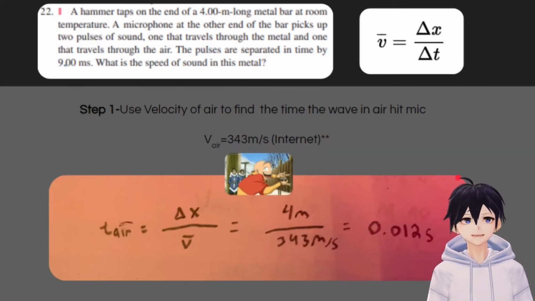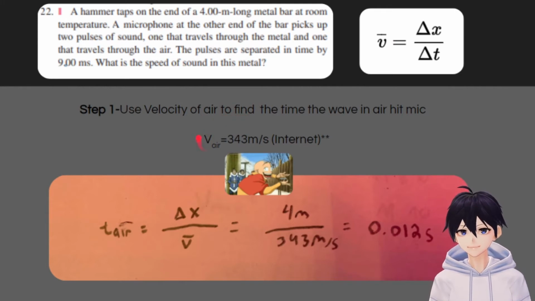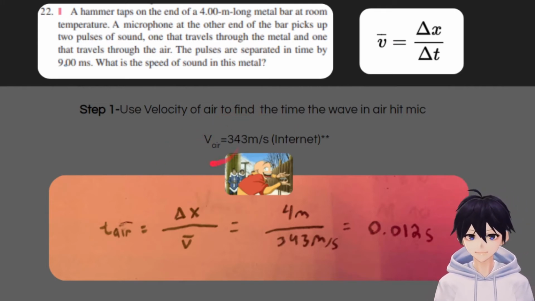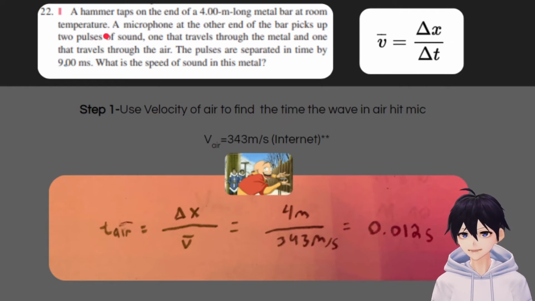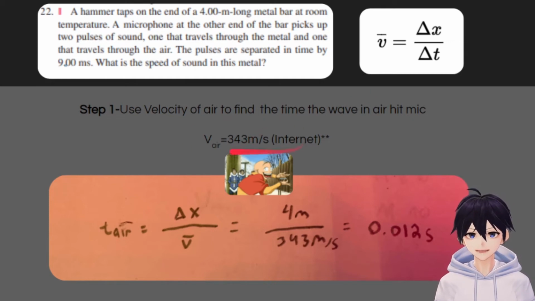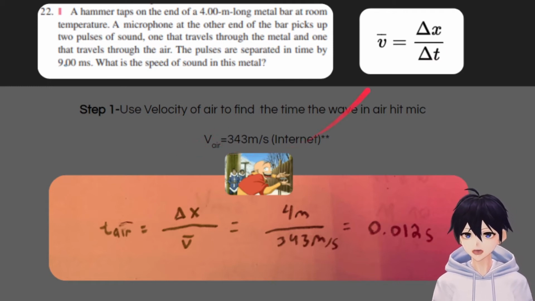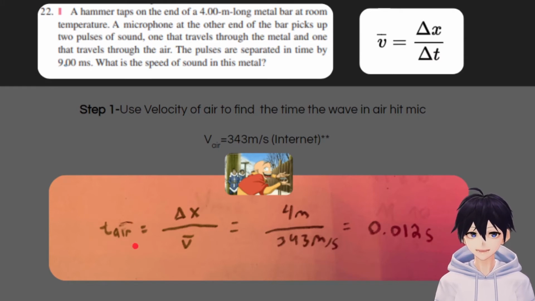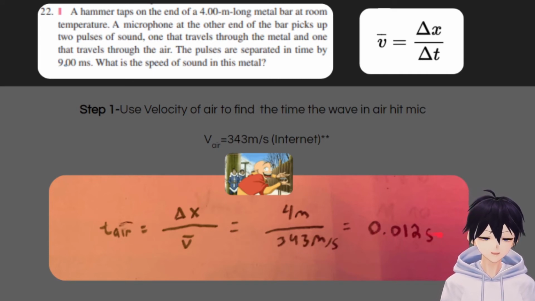So for our first step, we don't have the velocity of air, but if you Google search the velocity of air at room temperature, which is stated in the question, it is 343 meters per second. And we could plug that velocity into this equation to find our t, which is the time that the air hit the mic. So you just manipulate these variables to get this equation right here, which is the time that the air hit the mic equals the distance between the hammer and the mic over the velocity of the air. And when you plug it in, you have 4 meters, which is the distance between them, over 343 meters per second, which is 0.012 seconds.